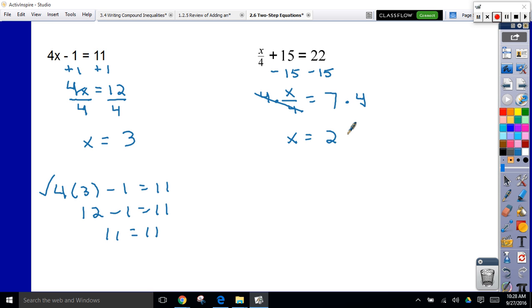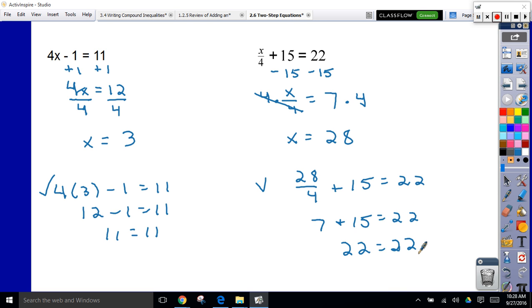28. Good. Okay, now let's check that. 28 divided by 4 plus 15 should equal 22. 28 divided by 4 is 7. And 7 plus 15 is 22.